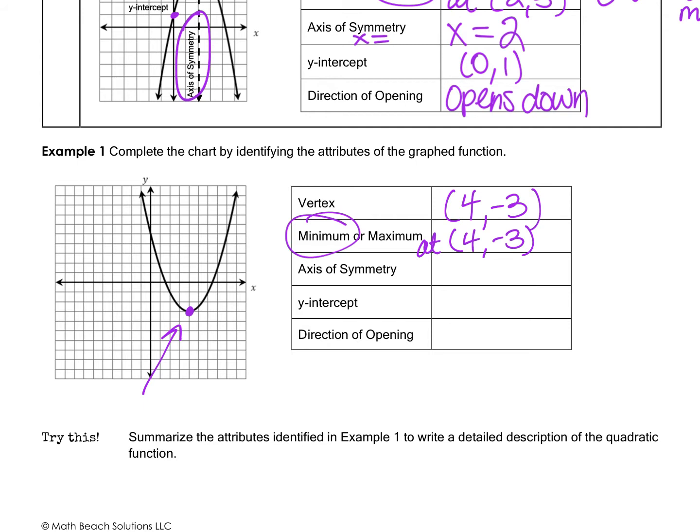The axis of symmetry is that straight dotted vertical line that goes through the vertex, which cuts it into two equal parts. It's always x equals wherever it's crossing the x-axis, which is also the x value of your vertex. So x equals 4. The y-intercept, it crosses the y at 5, so 0, 5 would be your point. And this one is opening up. So the function would have an a value that is positive.